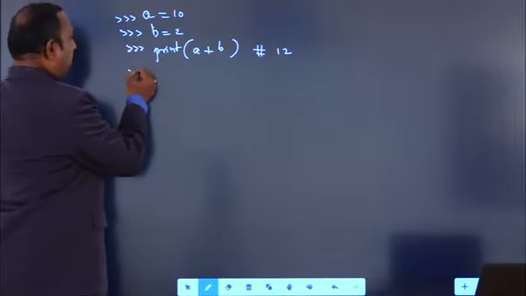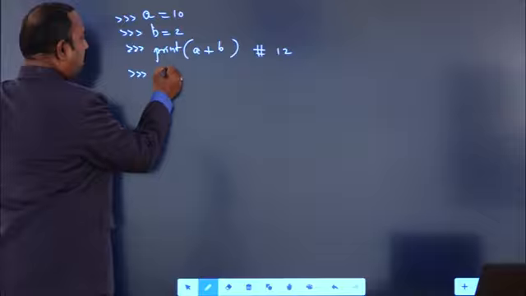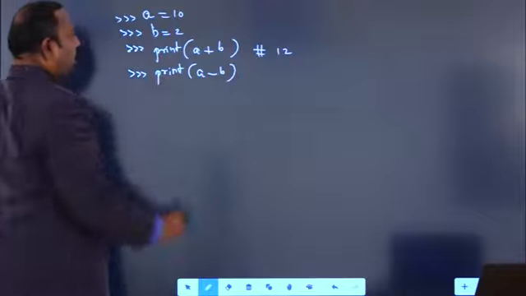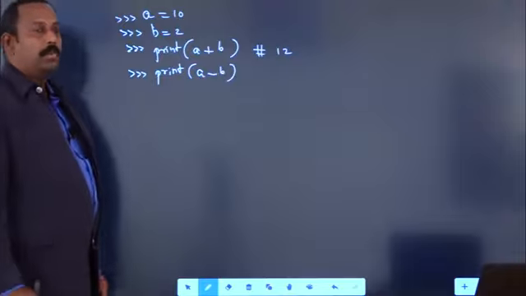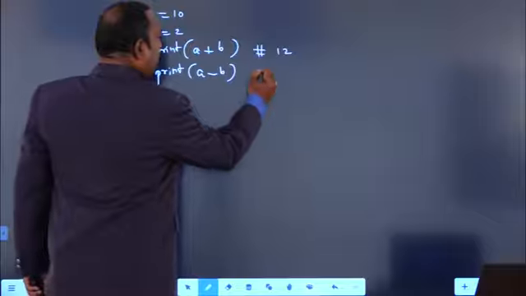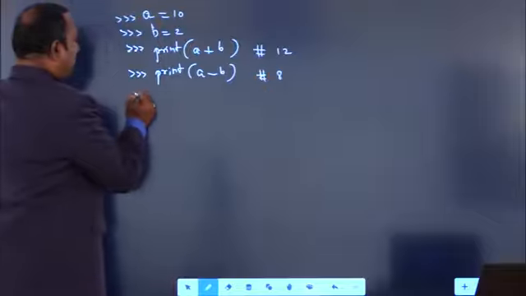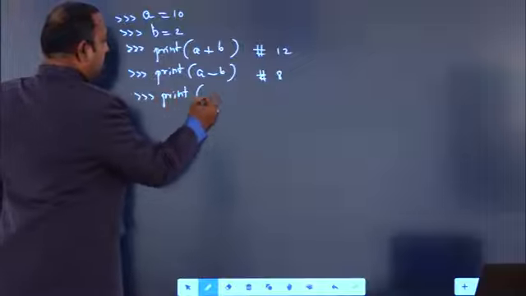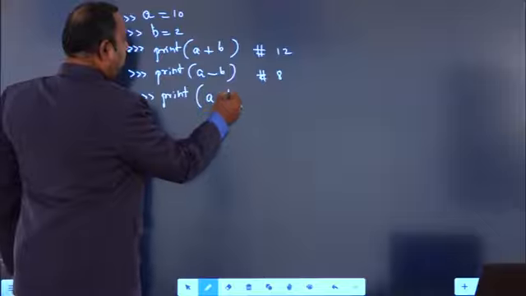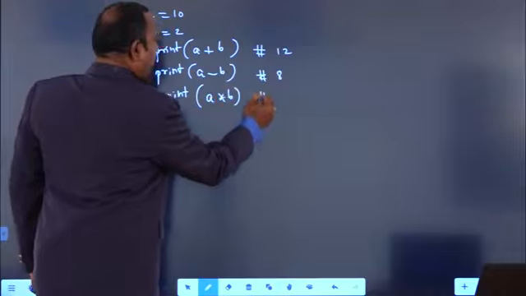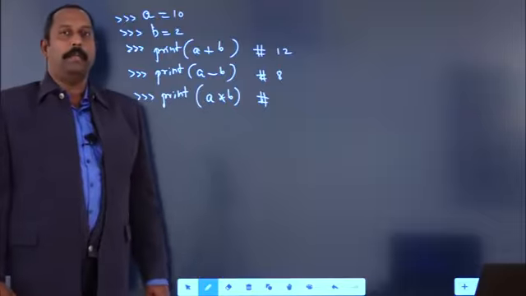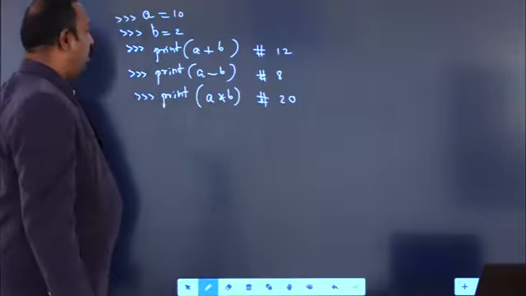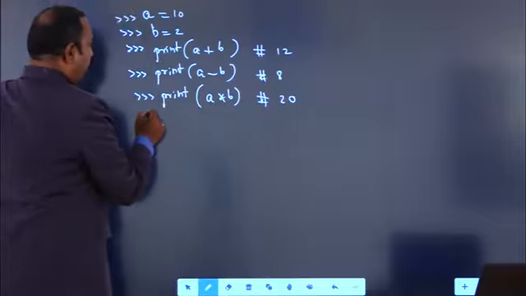Suppose I write print a minus b. The a value is 10, b value is 2, 10 minus 2, we get the output 8. Suppose print a star b, that is a into b, a equal to 10, b equal to 2, 10 into 2, we get the value 20.